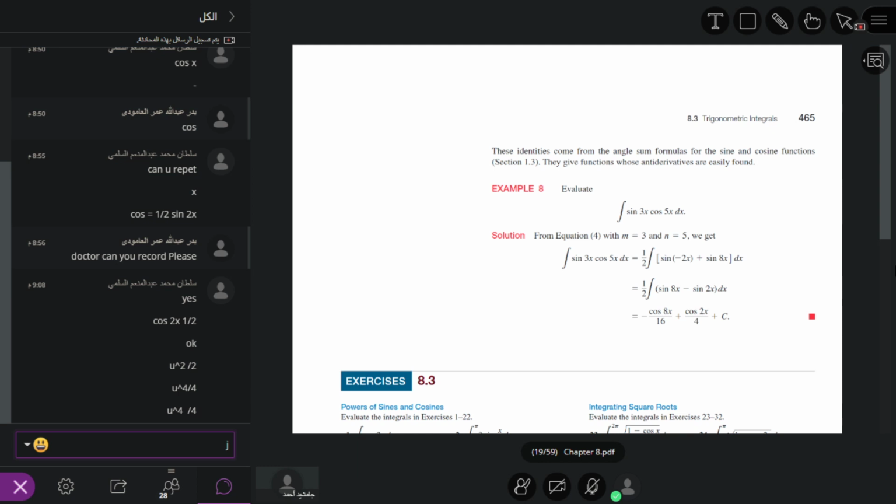Now we use the square root of cosine square t. So it will become just cosine t. Now what is the integral of cosine t?